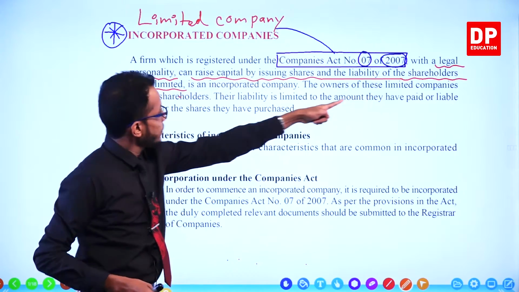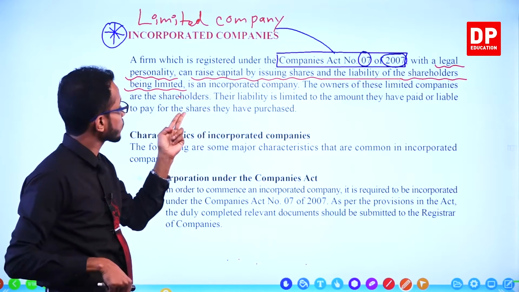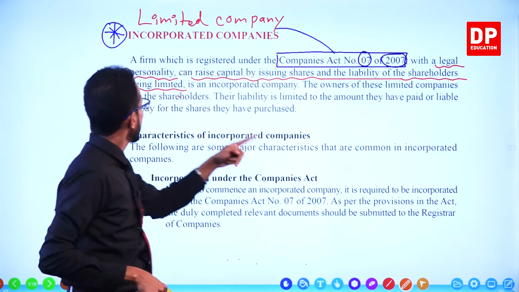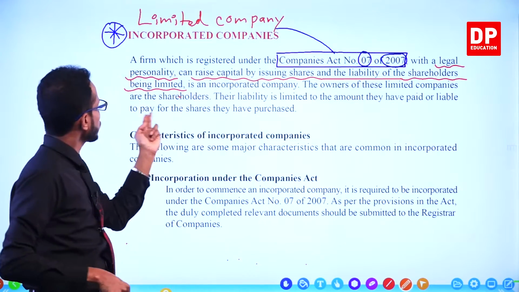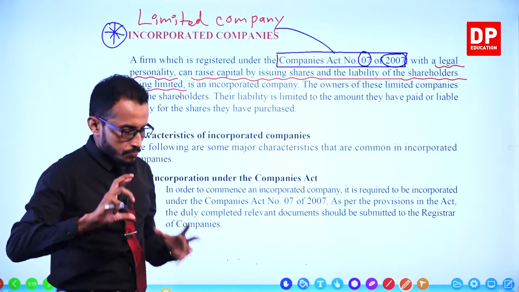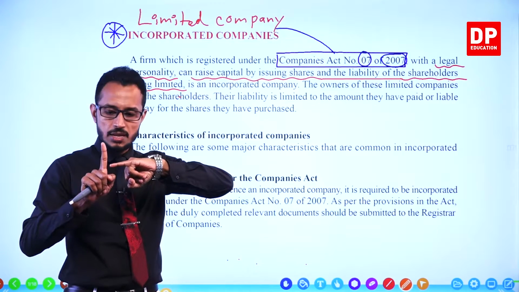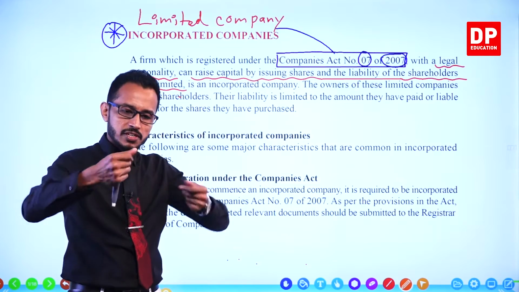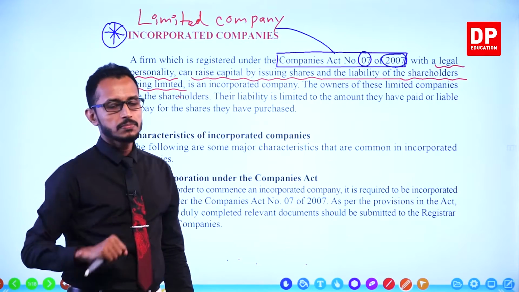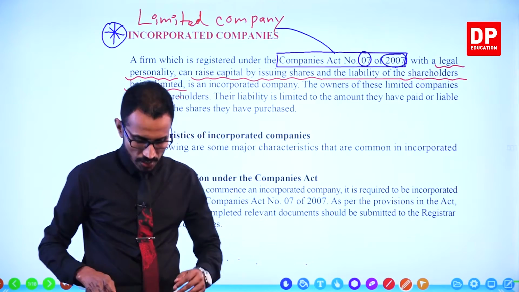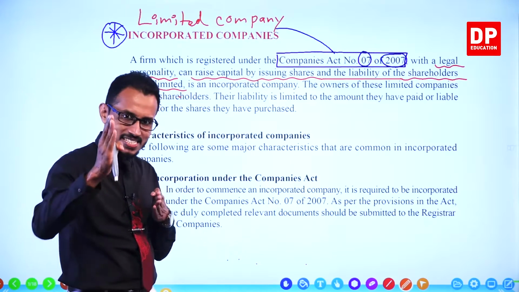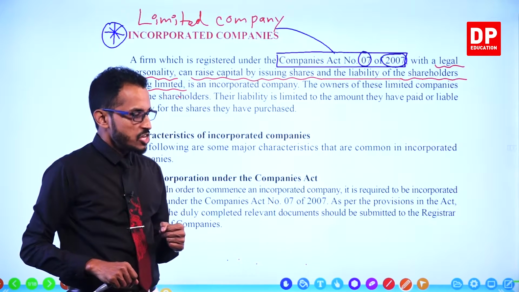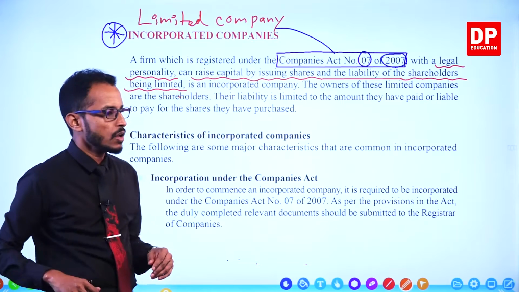The owners of these limited companies are the shareholders, didn't I tell you? Their liability is limited, didn't I tell you? To the amount they have paid and are liable to pay for the shares they have purchased. Their liability is limited. Okay? Only to the money that they have invested in the company. Which means, it's simple. I'll give you a simple example just to understand this. Children, let's say your father has a company.